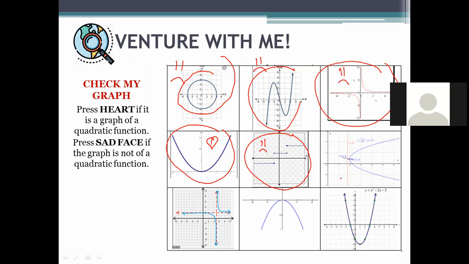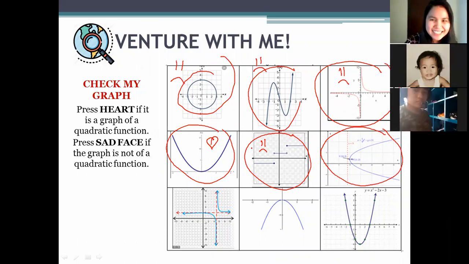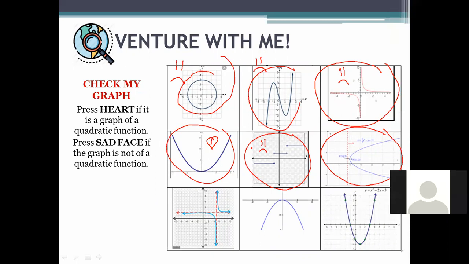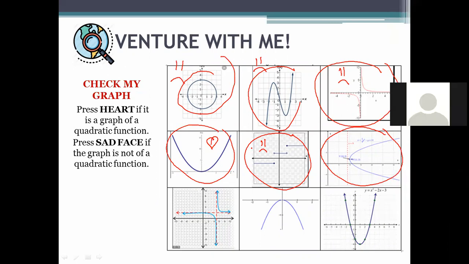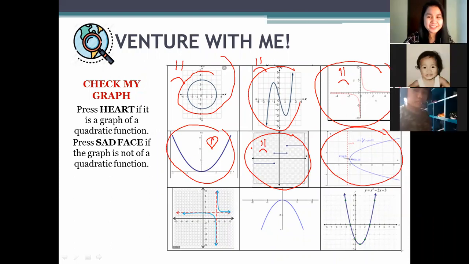How about this one? Heart or sad face? Let me see. Only one got it correct. Only Ali got it correct. Actually, it's a sad face. Most of you said it's a heart. I'll explain afterwards. How about this one?